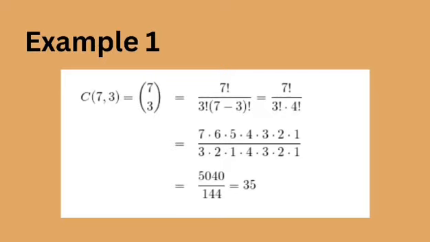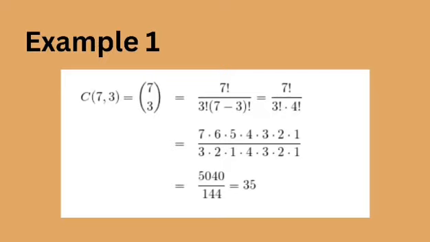the computation of 7 choose 3 is equal to 7 factorial over 3 factorial times the quantity 7 minus 3 factorial, which is equal to 7 factorial over 3 factorial times 4 factorial, which is equal to 7 times 6 times 5 times 4 times 3 times 2 times 1 over 3 times 2 times 1 times 4 times 3 times 2 times 1. So we have 5040 over 144, and it is equal to 35.